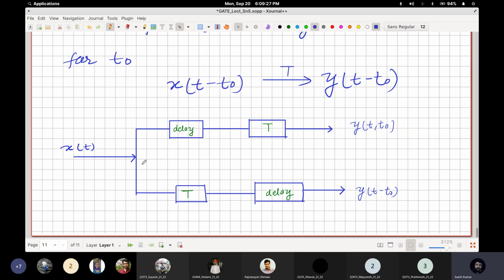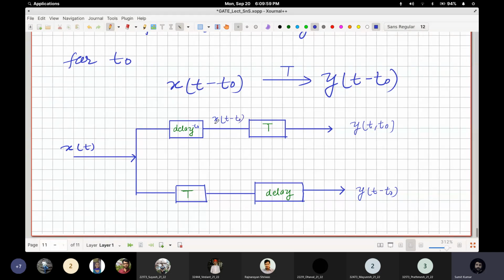Okay, so with the help of this picture, you can find out whether your system is time invariant or not. Let me talk about the top one first. We are taking input x(t) and then introducing a delay of t naught. How much delay are we introducing? t naught amount of delay. So if you delay x(t), what will you get? x of t minus t naught, isn't it?